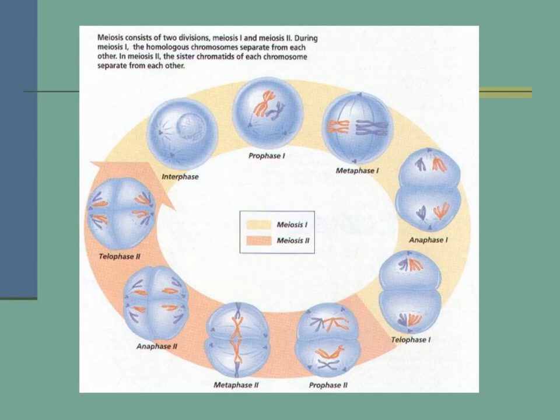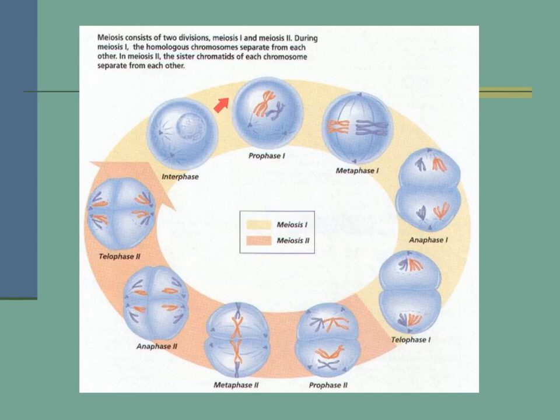There are some important differences in the stages compared to mitosis. As we look at these stages, meiosis 1 has 4 stages. It has prophase 1, metaphase 1, anaphase 1, and telophase 1. In prophase 1, this is similar to the mitotic prophase except for synapsis.